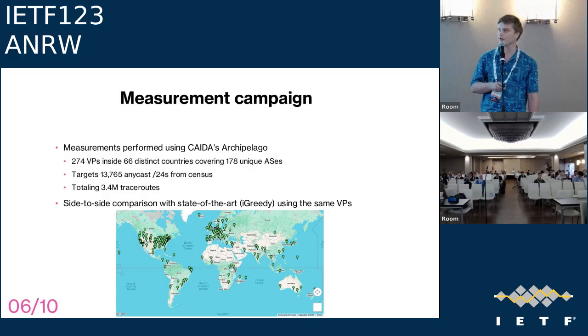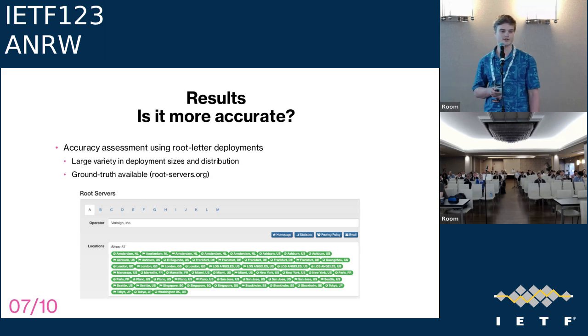We compare our approach with iGreedy, the state of the art, by running this approach from the same vantage points. So first, is it more accurate? To assess whether it's more accurate, we make use of the root letters where there's ground truth available, so we know where they're located. And the root letters also give us a large variety in various Anycast deployments, both in size and distribution. So it covers a lot of different types of Anycast deployments you might see on the internet.